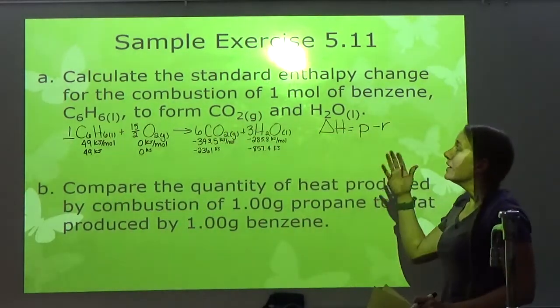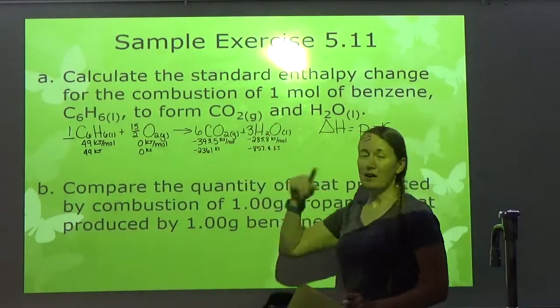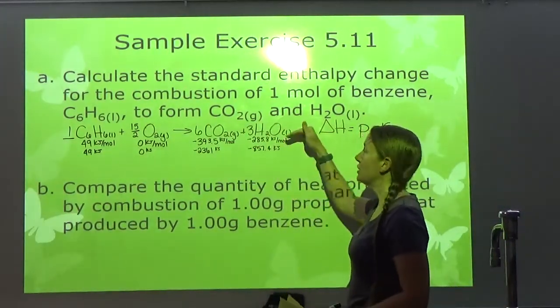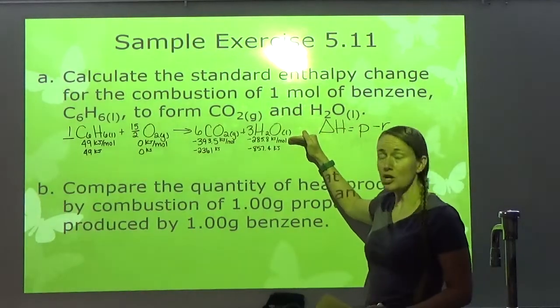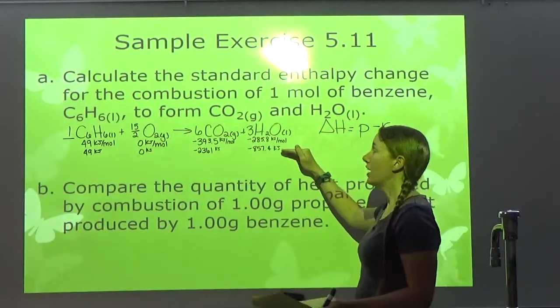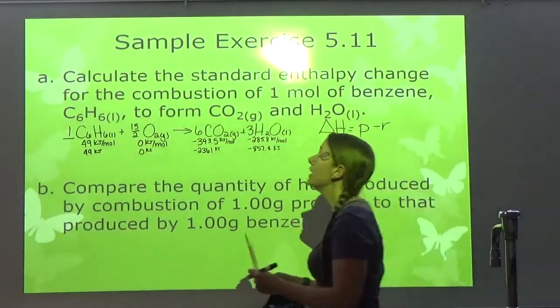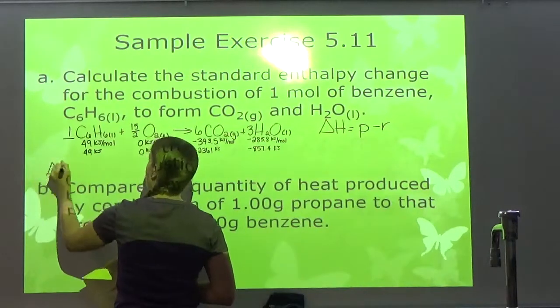Alright, so now we're ready to plug in. Now just to let you know, I'm not going to write all of this out every single time. Okay, this is just me showing you. These are the original numbers from the chart. These are where I multiplied them by their coefficients. Alright, from now on, I'll just write where I've already multiplied them. So now we need to do products minus reactants.